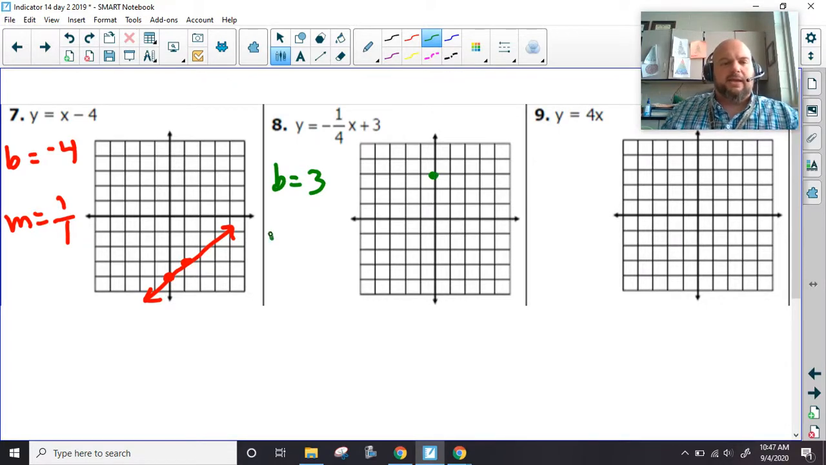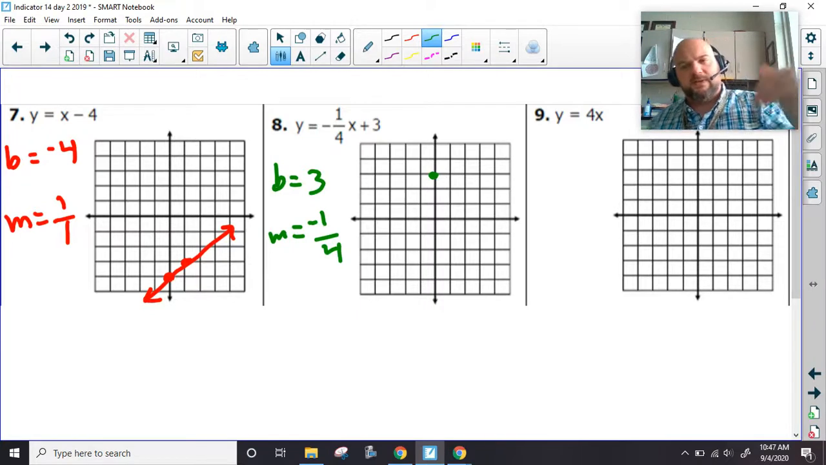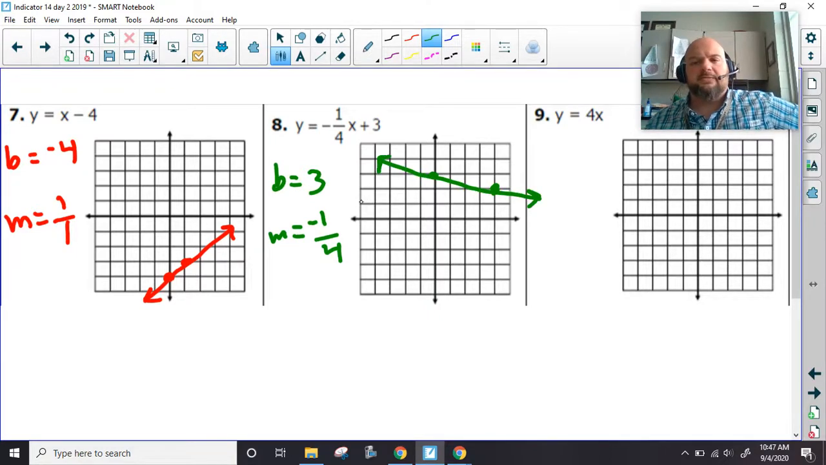All right. My m. I'm going to write that negative on the top. Because if it's a negative slope, it should be going down as we look at it from left to right. All right, so I go over 4. 1, 2, 3, 4. I go down 1, and here I am. I got to stick my tongue out so I can focus.